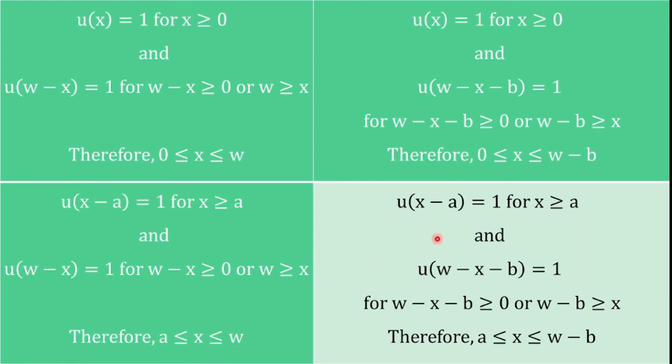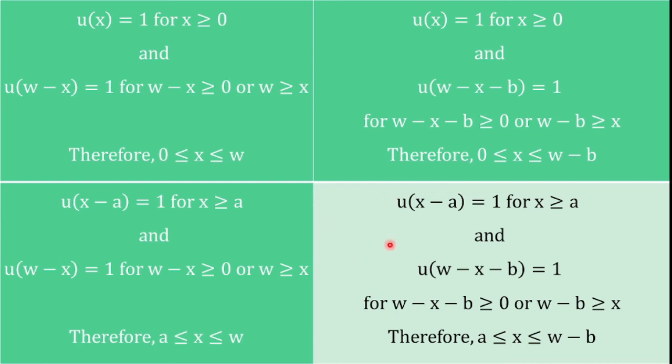And similarly in the fourth integral term, the first unit step function u of x minus a is 1 for x greater than or equal to a, and the second unit step function u of w minus x minus b is 1 for x less than or equal to w minus b. So in the fourth integral term, the range of x is a to w minus b.